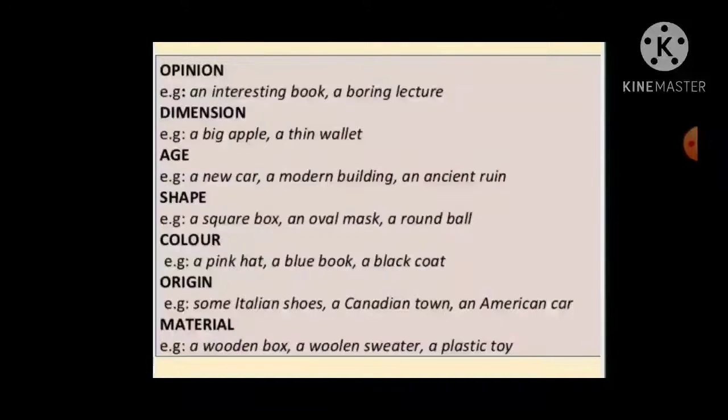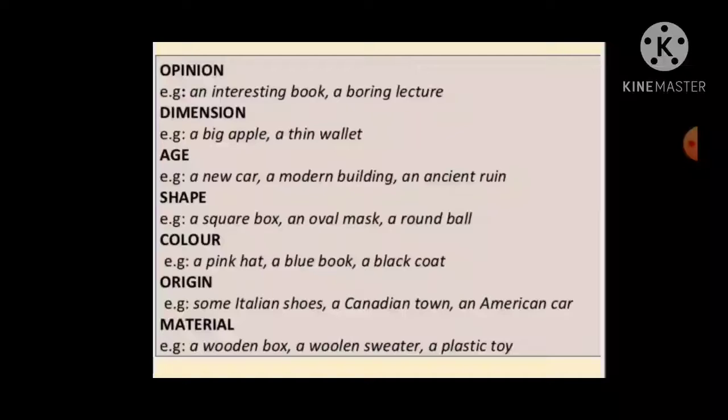Next, color: a pink hat, a blue book, a black coat. So, these are colors. They tell us what color something is. Origin: some Italian shoes, a Canadian town, an American car. So, Italian, Canadian, American mean from which country they were made. Italian shoes means shoes made in Italy or by Italians. Canadian town, one of the towns in Canada. American car, a car made in America.